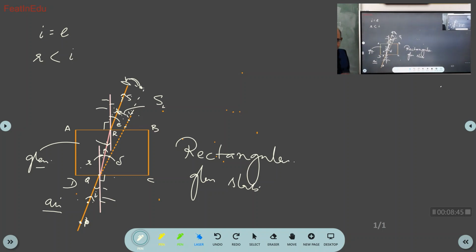Now, what is your conclusion here? The ray is entering from this medium to this medium. Glass is more optically denser. What did I say? Optically denser. See, there are two things. Mechanically denser: you know what density is? Mass by volume? Wrong. What is density?